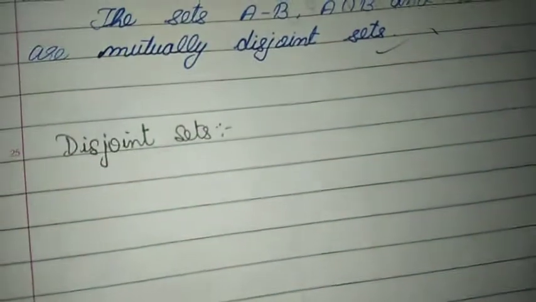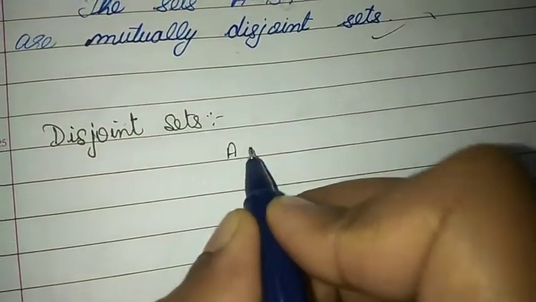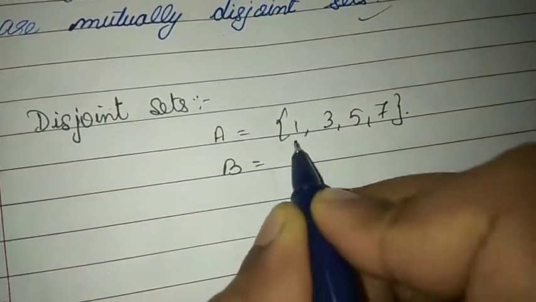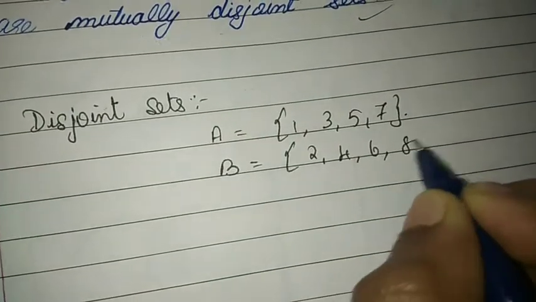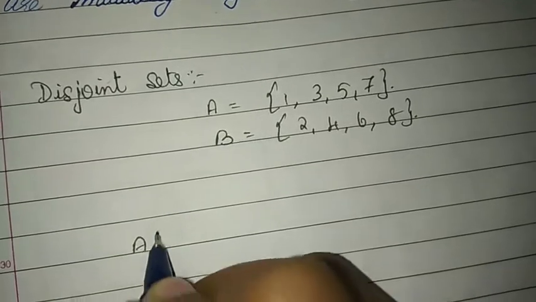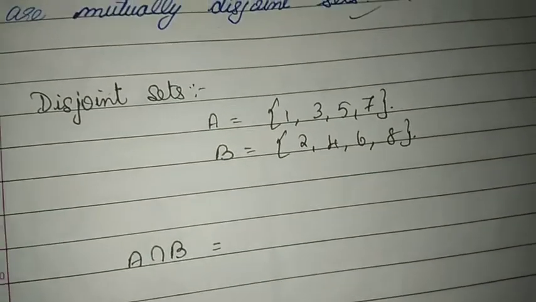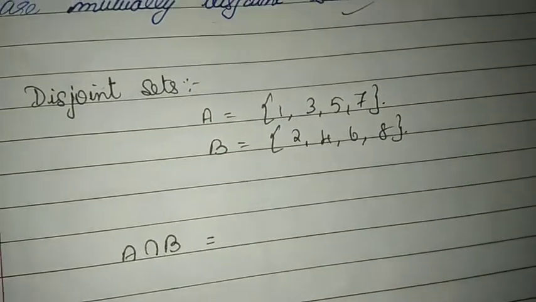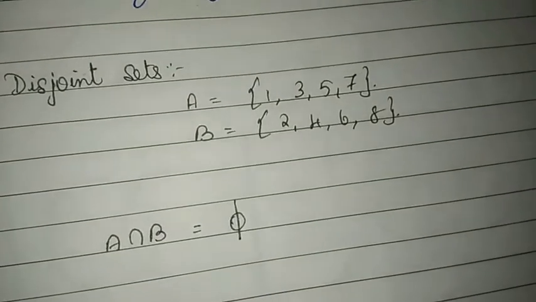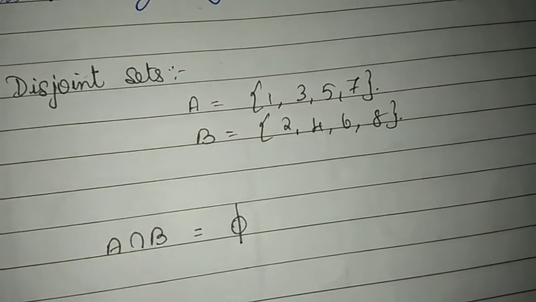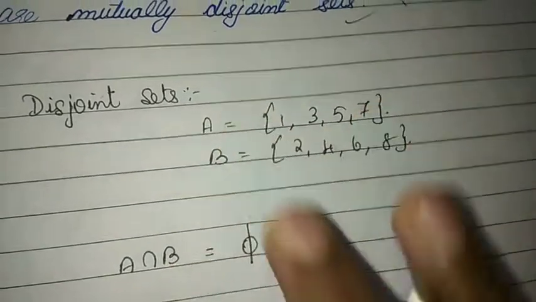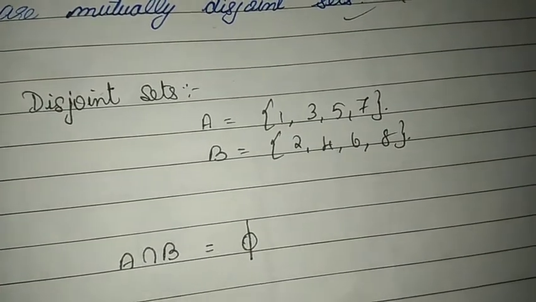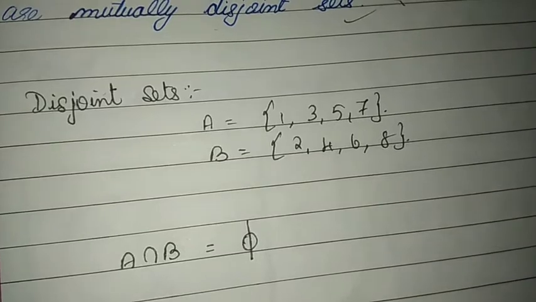Now let me give you an example for a disjoint set. For example, A is equal to 1, 3, 5 and 7. Set B contains 2, 4, 6, 8. Now, if we have to find A intersection B, what is the condition? We have to take the common elements, isn't it? Is there any common element for A and B? No, therefore it is phi. So we will say that A intersection B is empty, that is, A and B are disjoint sets. It means they are not joining at any point. That is what disjoint set means.